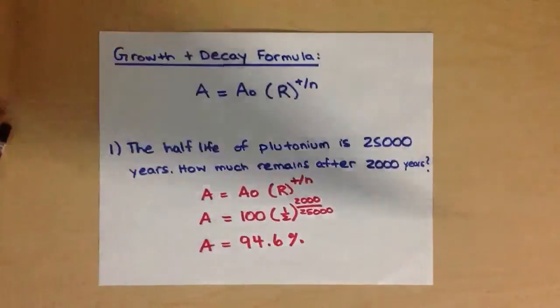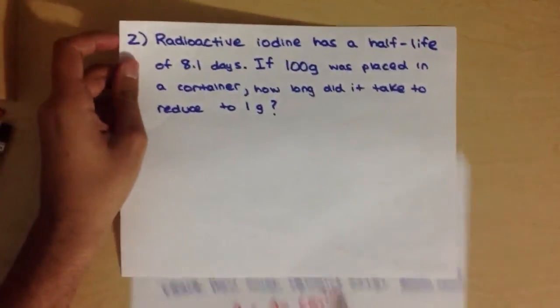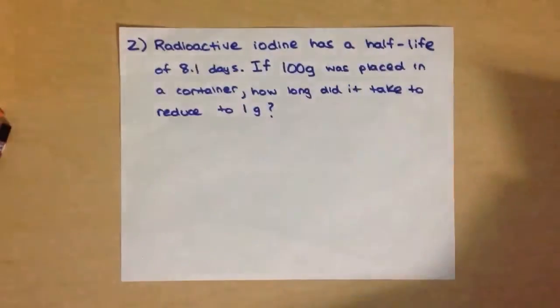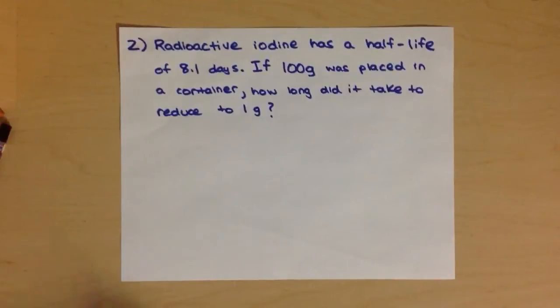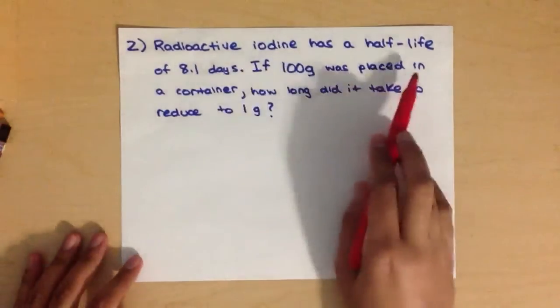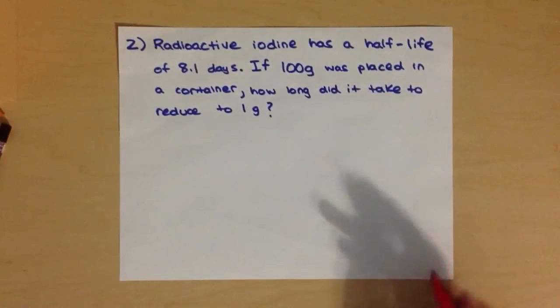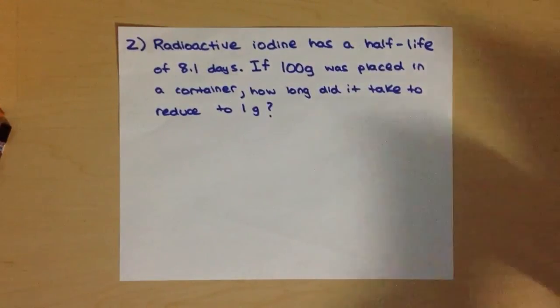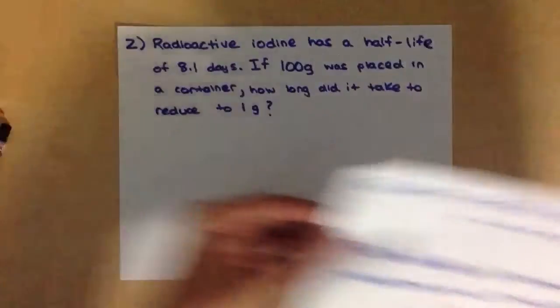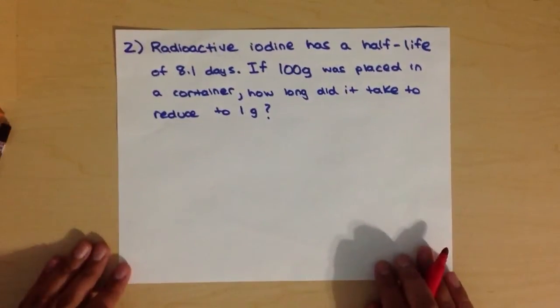Here's another question with half-lives. Radioactive iodine has a half-life of 8.1 days. If you have 100 grams and you place it in a container, how long does it take to reduce to 1 gram? Again, we're going to start from our formula, this formula right here, and just work down from that one.